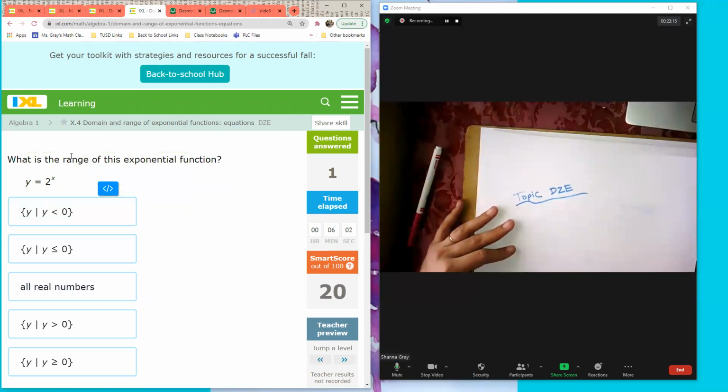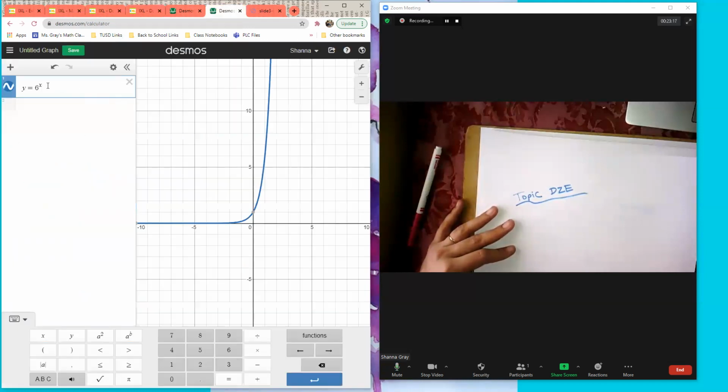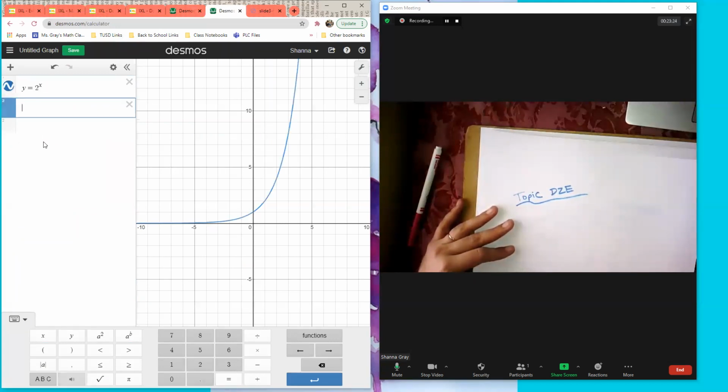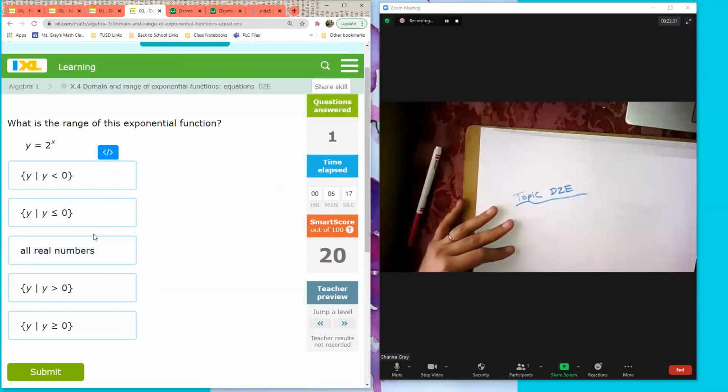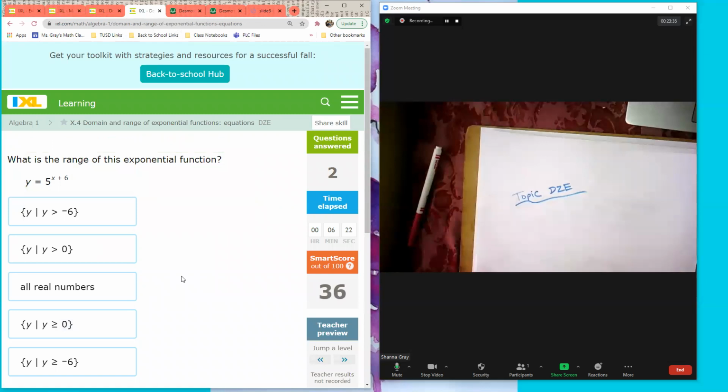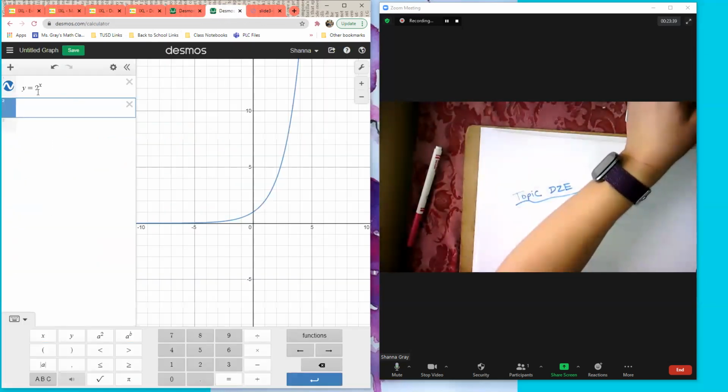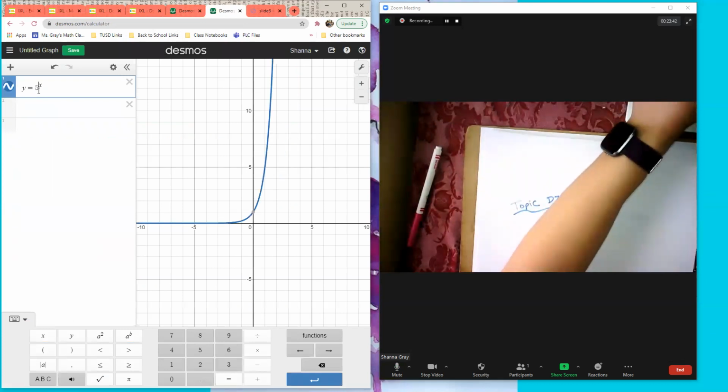But if I am trying to find the range, I could go in and put in my function and then look at it. So for range, it looks like, again, it starts at 0 and goes up. So y is greater than 0. So I'll let you look at that, but my suggestion is definitely to use a calculator. Ooh, what happens here? 5. And then x plus 6.